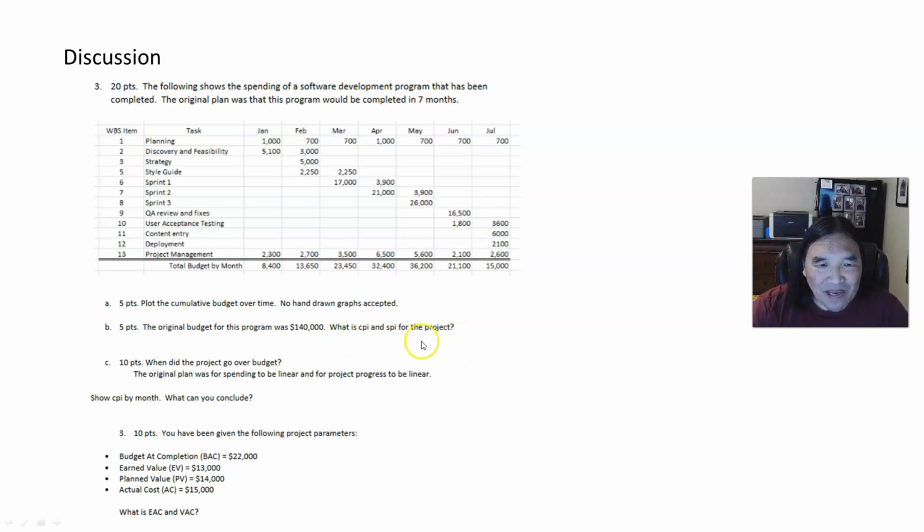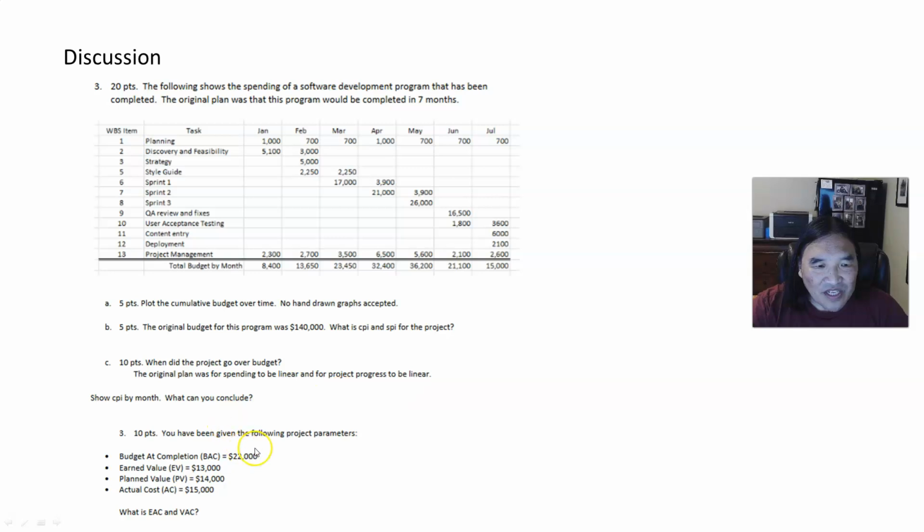Now keep in mind, CPI and SPI, you can calculate for the entire project, or you can calculate how that number is changing month after month. The original plan for spending was to be linear and for the project progress to be linear. And so here you would calculate CPI by month, and what do you conclude? Did you actually maintain that, or were there some months you were higher and some months you were lower? So for this, you have to calculate CPI for each and every month.